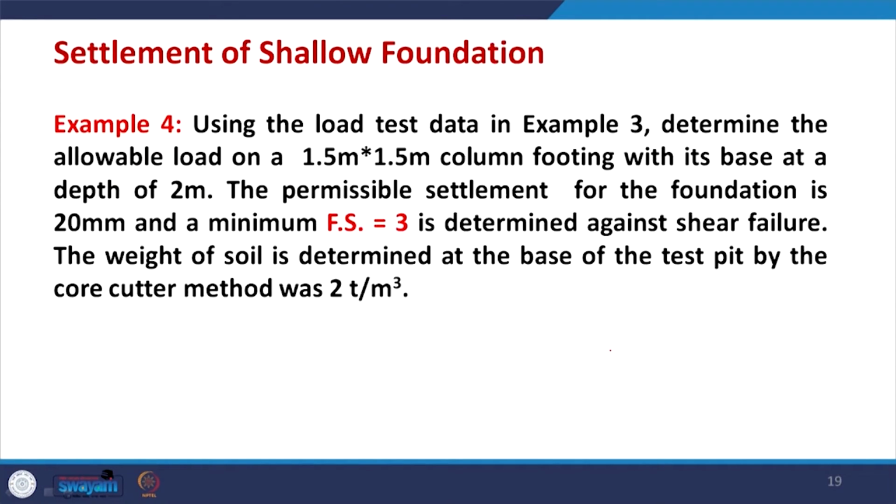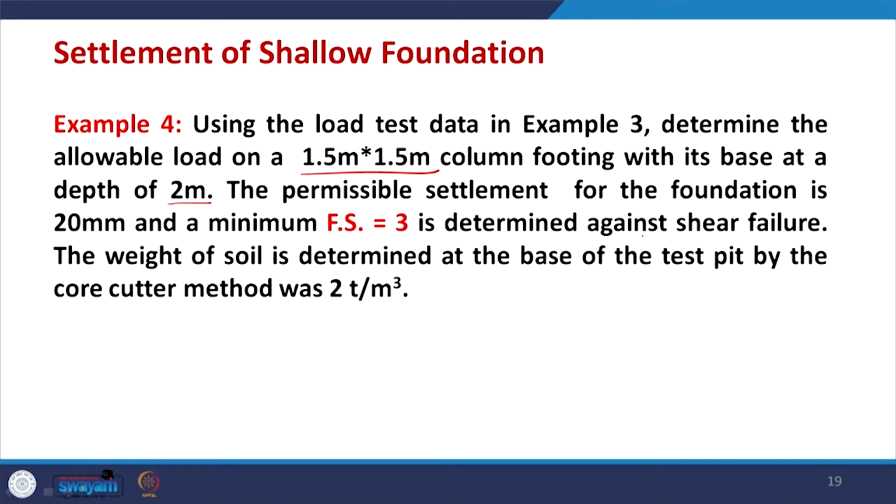Let us continue with another example on settlement, and we use the data we discussed in example 3. The question is: using the load test data in example 3, determine the allowable load on a 1.5 meter into 1.5 meter column footing. You have a square footing, but now the footing dimension is different. Earlier it was 3 meter by 3 meter, so be careful, here it is 1.5 meter into 1.5 meter with its base at a depth of 2 meter. DF is also changed, so DF is 2 meter, and the permissible settlement for the foundation is 20 mm, and a minimum factor of safety of 3 is required against shear failure.